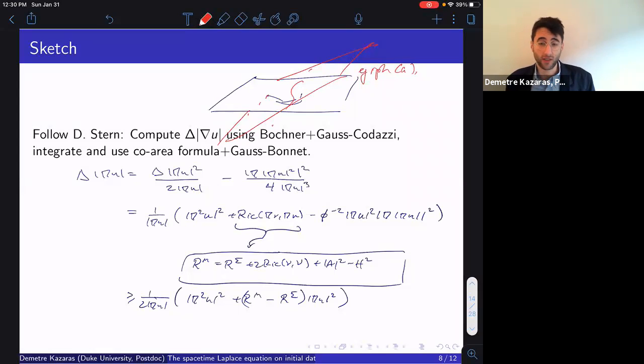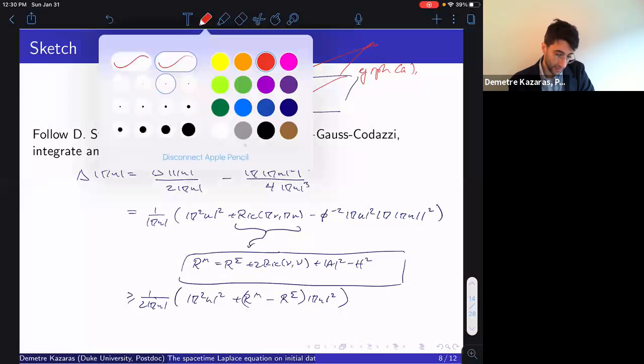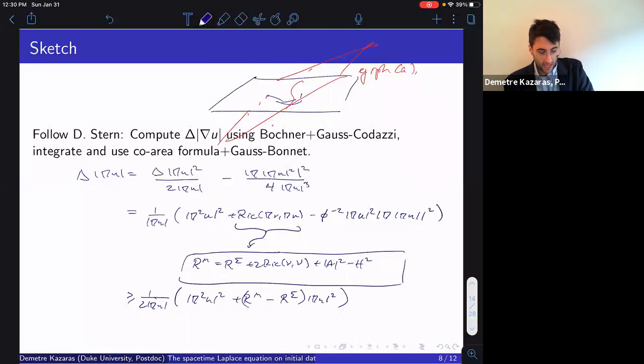Okay, so you can solve this. Bartnik basically did this already. He definitely did this. Now the idea is you compute the Laplacian of the norm of the gradient of your function. That will be a good thing to do. In fact, you'll want to be integrating that. Okay, so why do we want to compute this? Well, let's take a look.